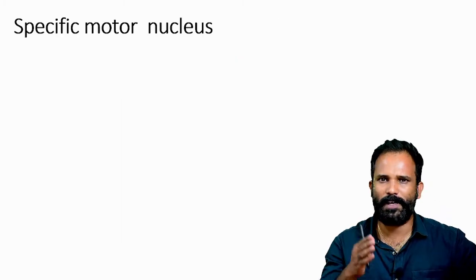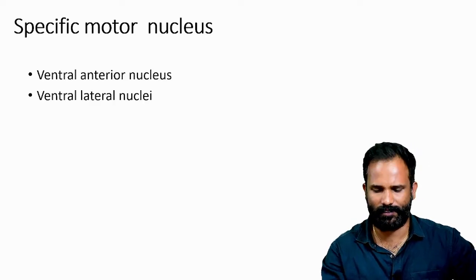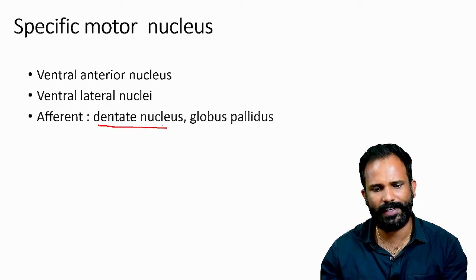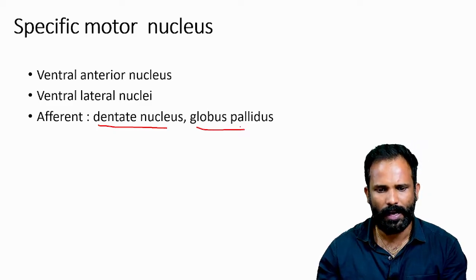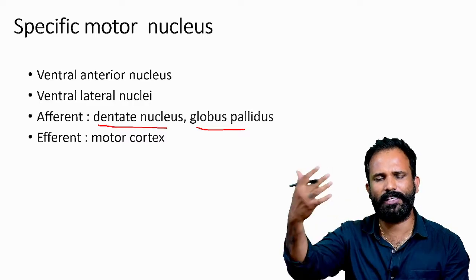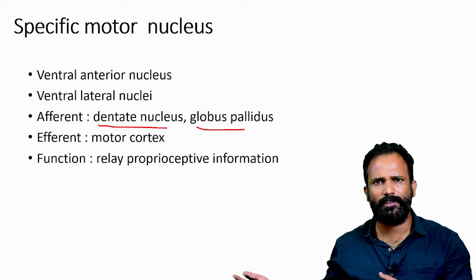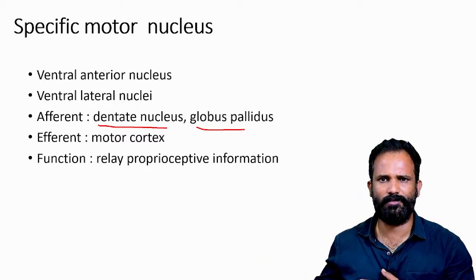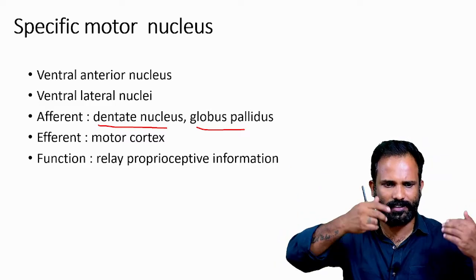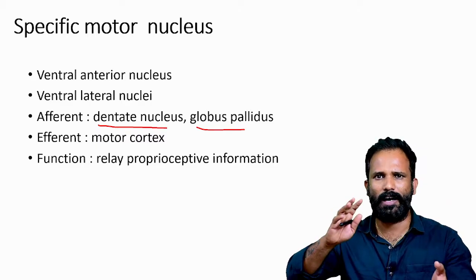Now specific motor nucleus, we have two nuclei, ventral anterior and ventral lateral. And what they are doing? They are getting the information from dentate nucleus of cerebellum and globus pallidus of basal ganglia. What they are giving the information? They are giving the information to the motor cortex. So they are relaying the proprioceptive information from the spinal cord which goes to this dentate nucleus and that receives to the thalamus. So they are concerned with proprioceptive and motor coordination.